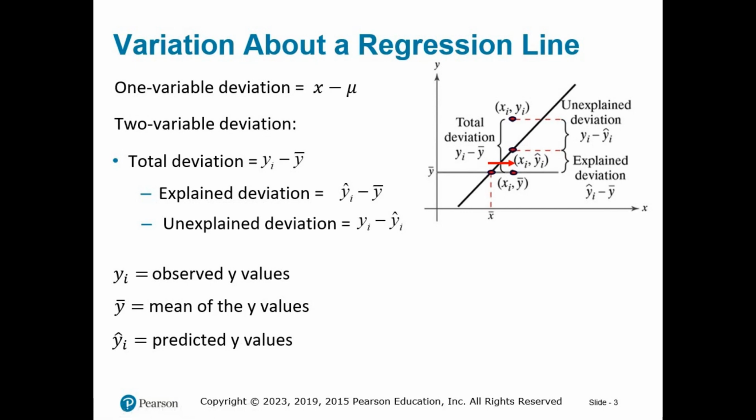So we have this third point here, x sub i comma y bar, where its second coordinate is the mean of the y values. Now the distance between these three points is what we're calling the total deviation, the distance from the observed y value to the value of y bar. It is broken down into the explained deviation, which is the distance from the y hat or predicted y values to y bar, or the mean of the y values, and the unexplained deviation, which is the distance from the observed y values to y hat, or the predicted y values. Together, these three values help us define the three types of variation that exist about a regression line.